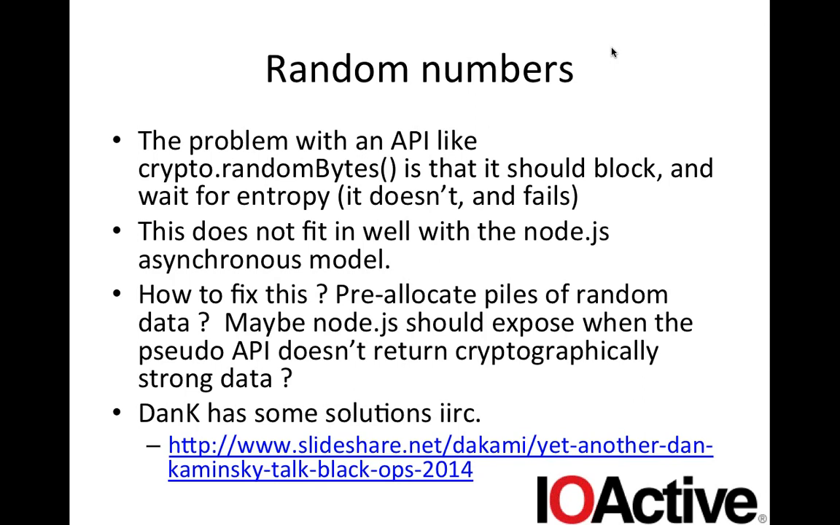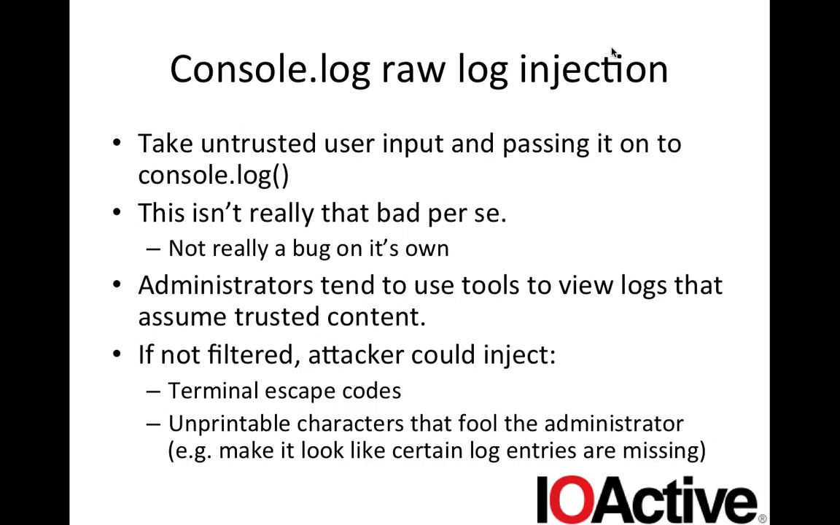And so I started thinking that the real problem with crypto.randomBytes is that it should block and wait for entropy, but right now it doesn't, it just fails. And so that doesn't fit well with the node.js asynchronous model, right? where you don't want to have that kind of model. And so the question is, how do we fix this? Right, there's no real easy answer to how to get strong cryptographically secure bytes out of a random number generator in real time or near real time, right?